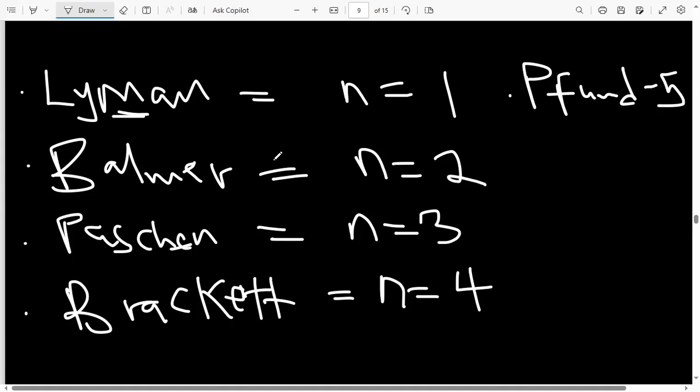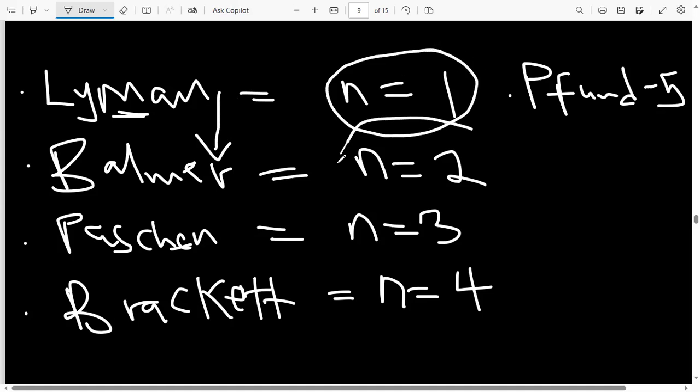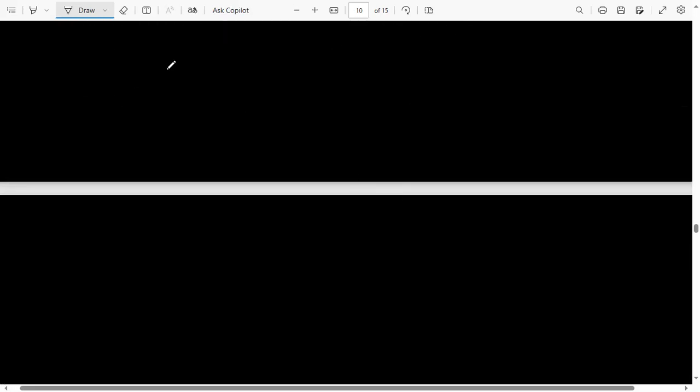Okay, so in that question, we have a transition from the Lyman series to the Balmer series. So meaning we are moving from energy level number 1 to energy level number 2. That's what we are doing there. Now how do we calculate the energy? You have to know this formula.